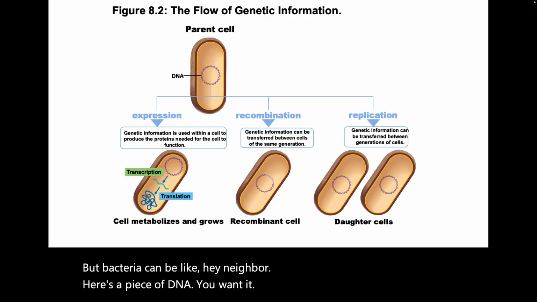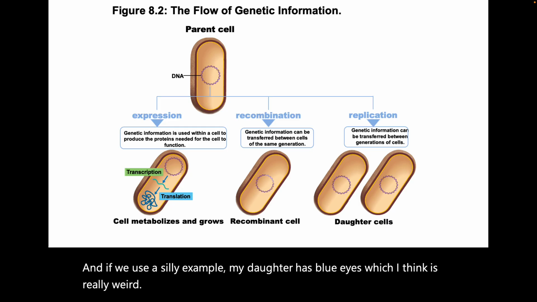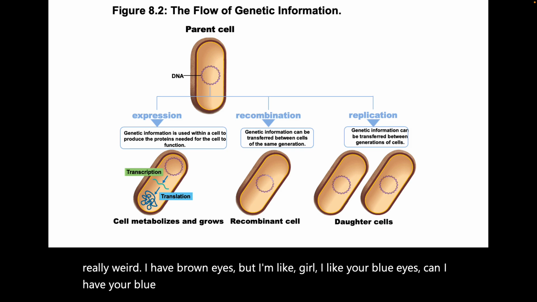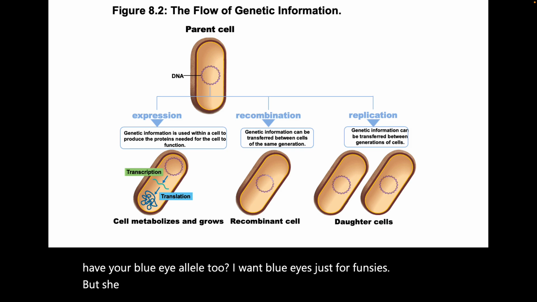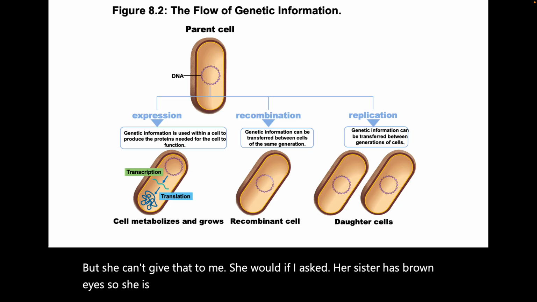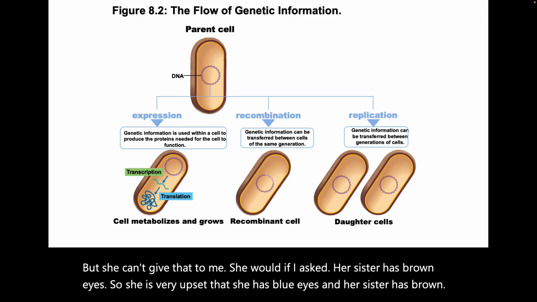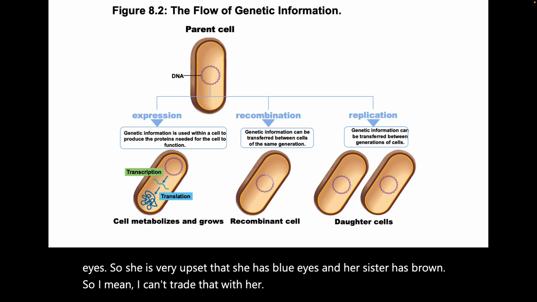And if we use a silly example, my daughter has blue eyes, which I think is really weird. I have brown eyes, but I'm like, girl, I like your blue eyes. Can I have your blue eye allele too? I want blue eyes just for funsies. But she can't give that to me. She would if I asked her. Her sister has brown eyes, so she gets very upset that she has blue eyes and her sister has brown. So I can't trade that with her. She got what she got.